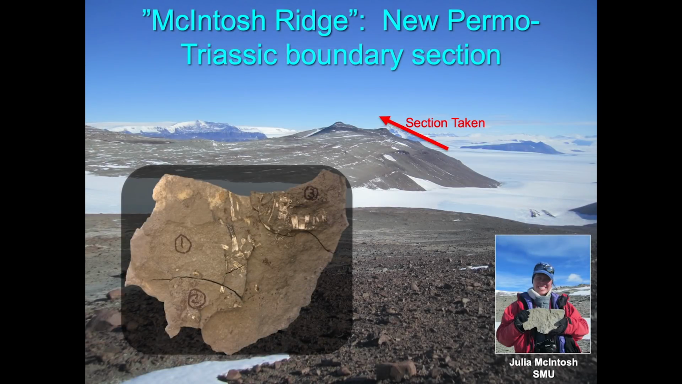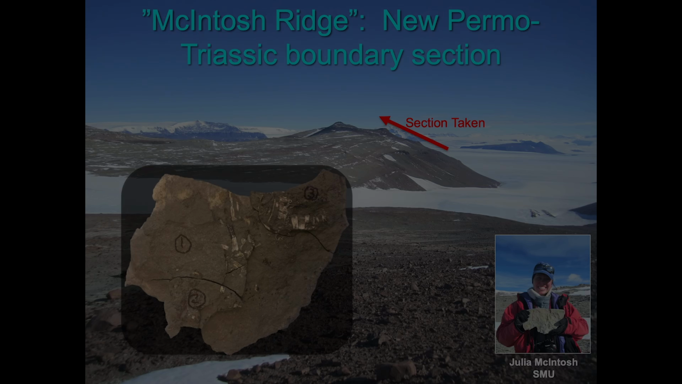In addition to revisiting some of these classic localities, we actually discovered new vertebrate localities in the Shackleton Glacier area and took new stratigraphic sections as well, including the identification of a new Permo-Triassic boundary, which is very exciting. Shown here is Julia McIntosh, who actually took that section and made that discovery.